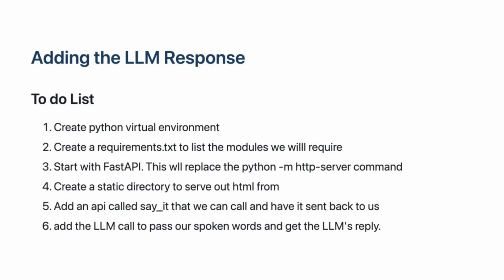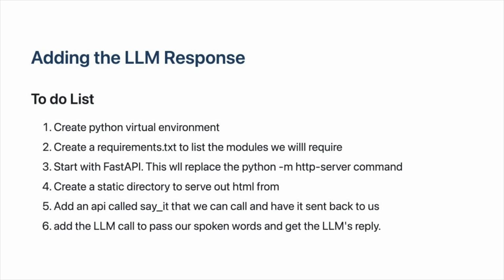Here are the steps that we will take. Firstly, create a Python virtual environment within our existing directory. Then we will create a requirements file to specify the Python modules we will be using in our solution. Initially, this will include a module called FastAPI to provide the HTTP server functionality that we will need to deliver our HTML pages. We will also need to create a new directory that will be used as a static directory from which to serve our web pages.